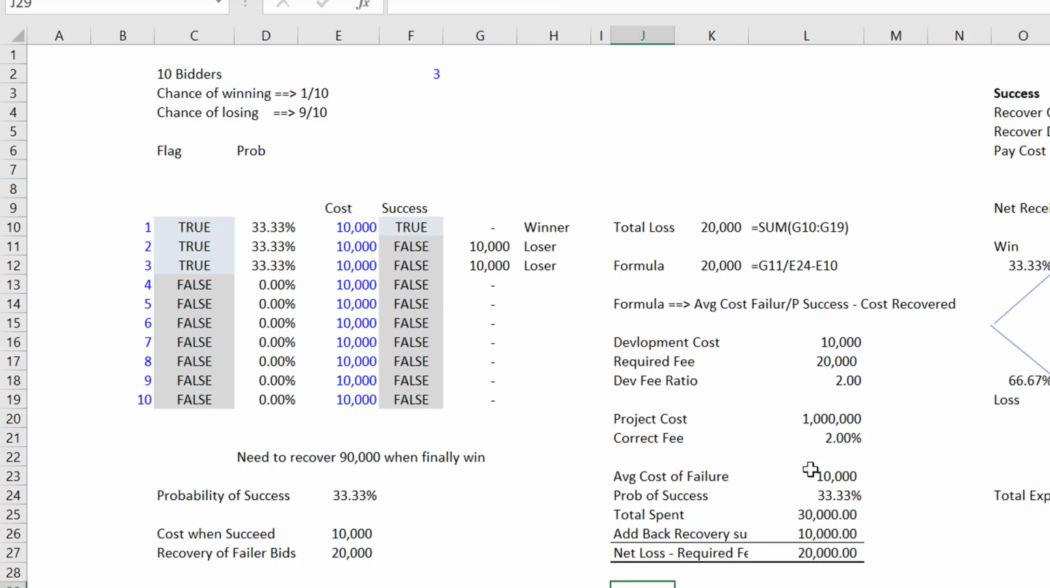And then we prove it up here. This is our fee up here, and then we've got our probability of winning, probability of losing. Here's what happens, the total cost when we lose. Here's our recovery that is just netted out, and this is the amount we have to get back.